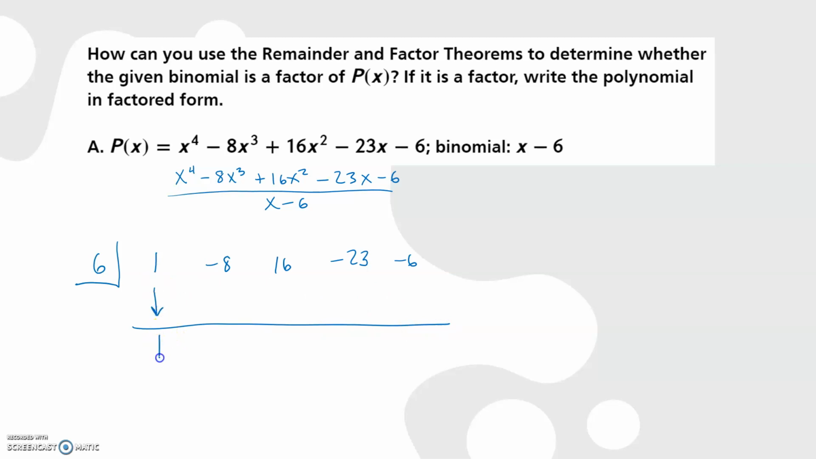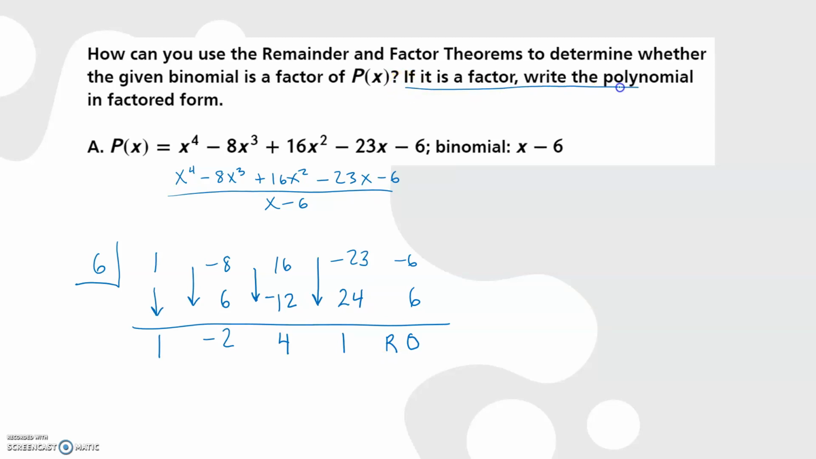Synthetic division, sorry. Bring down the 1. 1 times 6 is 6. Negative 2. Negative 2 times 6 is negative 12. Add, you get 4. 4 times 6 is 24. Add, you get 1. 1 times 6 is 6. The remainder is 0. So that means that x minus 6 is a factor.